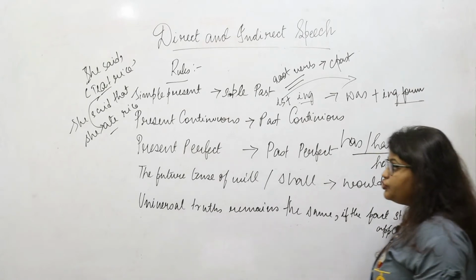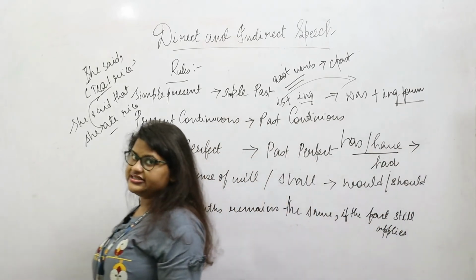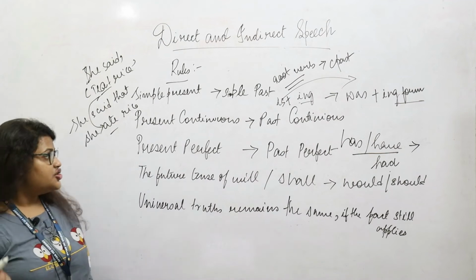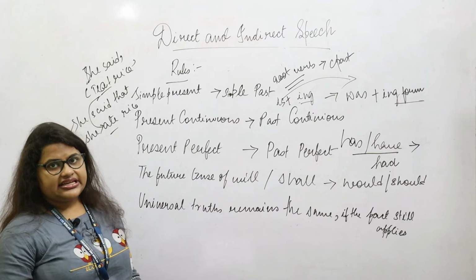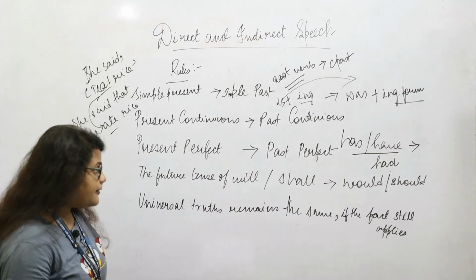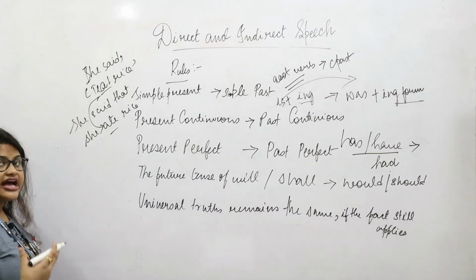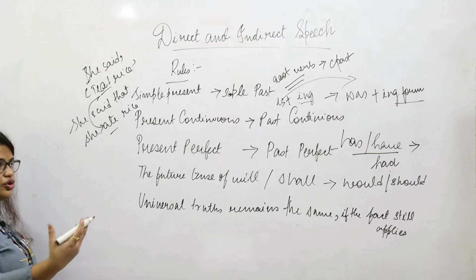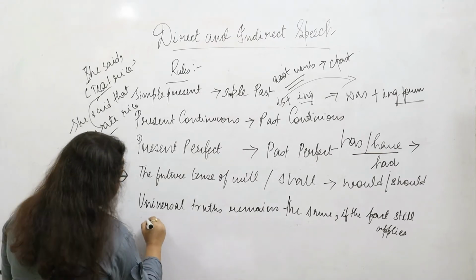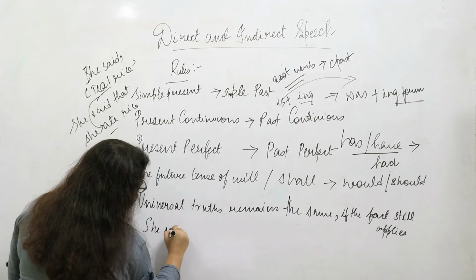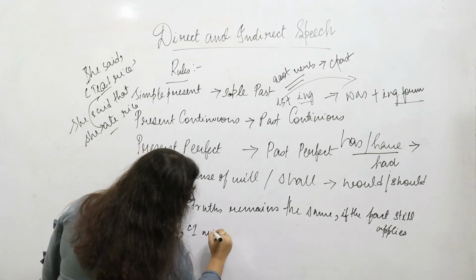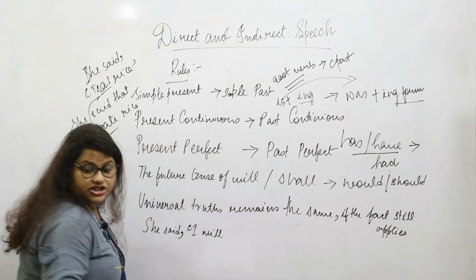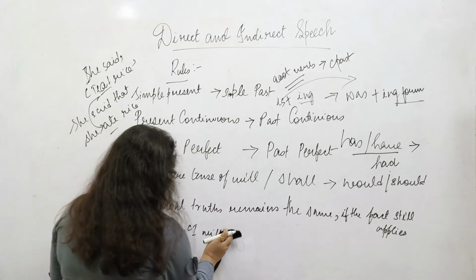The next comes the will and the shall of the future tense. If a sentence says that she said, "I shall go there," in the indirect speech it would become, she said that she would go there. For example, she said, "I will or I shall go there."